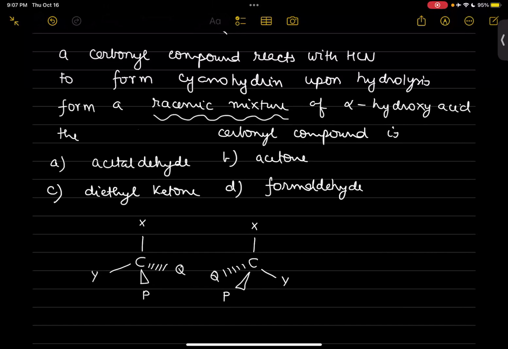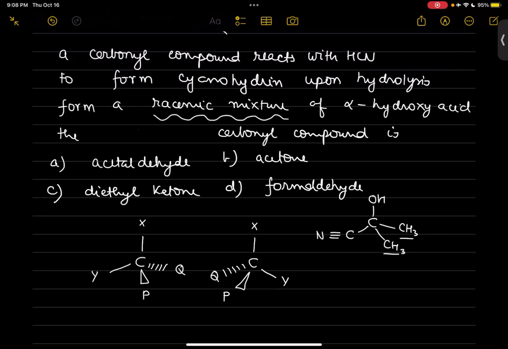So tell me, acetone cannot have a cyanohydrin which is chiral. Why? Because the two groups are the same. Acetone has two methyl groups. Got it? You need to have all four groups to be different. Getting my point or not? So which aldehyde or ketone will have all groups different?